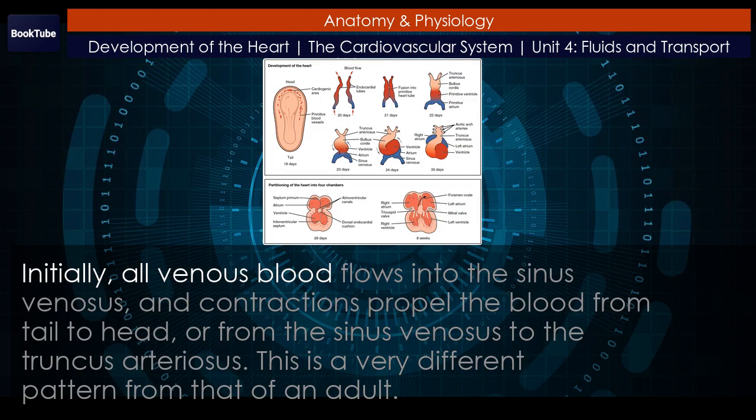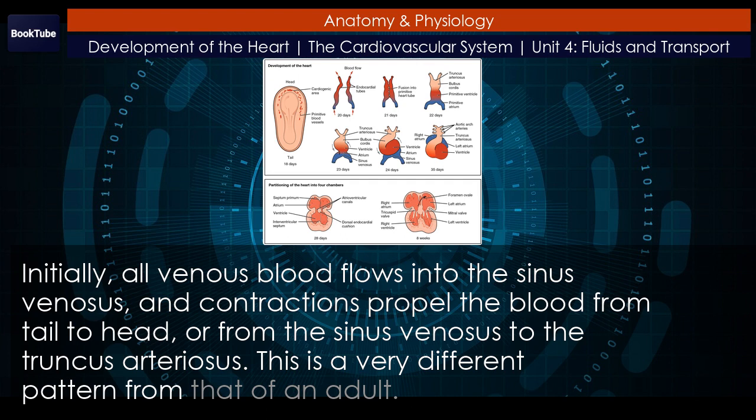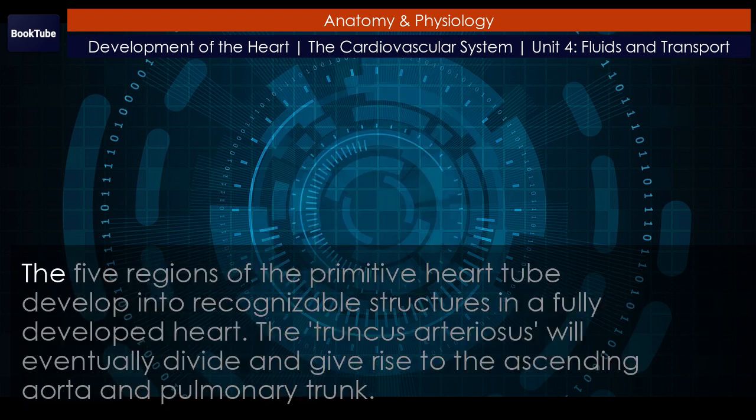Initially, all venous blood flows into the sinus venosus, and contractions propel the blood from tail to head, or from the sinus venosus to the truncus arteriosus. This is a very different pattern from that of an adult. The 5 regions of the primitive heart tube develop into recognizable structures in a fully developed heart.